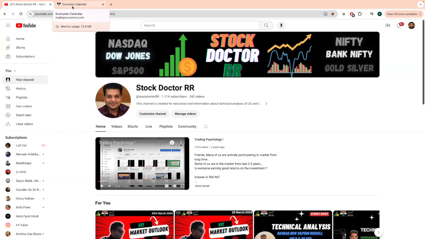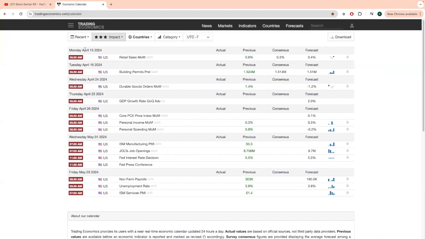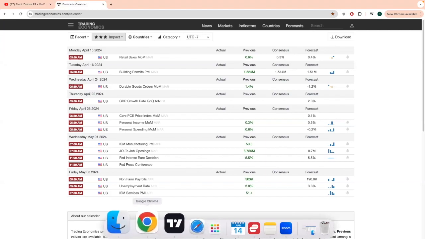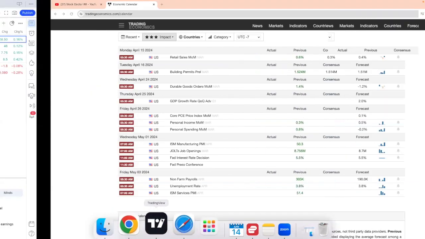Let's go ahead and see the economic calendar. We have data coming almost every day. On Monday, we have retail sales, Tuesday, building permits, Wednesday, durable goods orders, Thursday, we have GDP growth rate, and Friday, we have core PCE price index, personal income, personal spending. So every day we have data coming. Let's go ahead and start the analysis of the indexes.